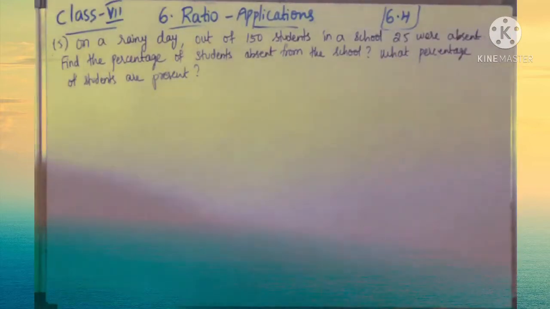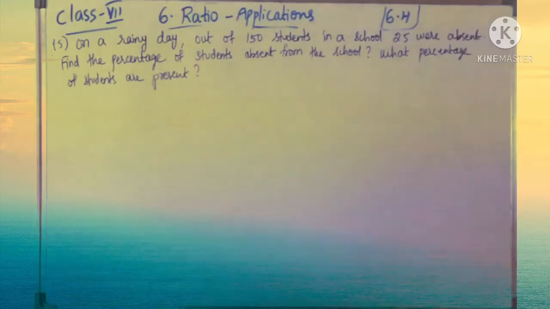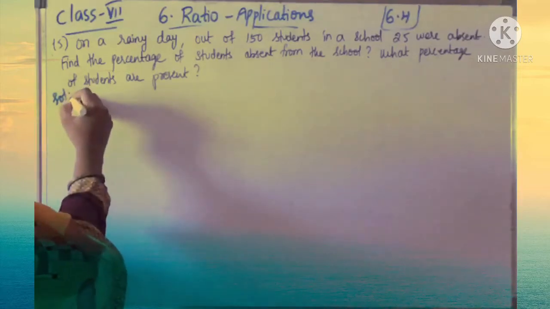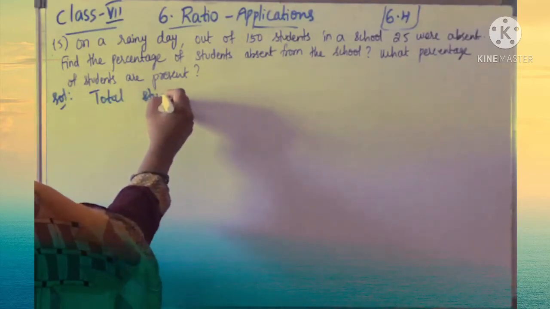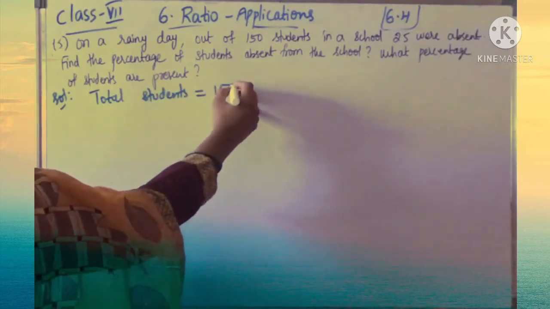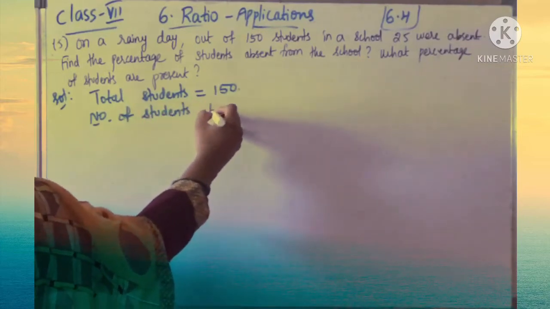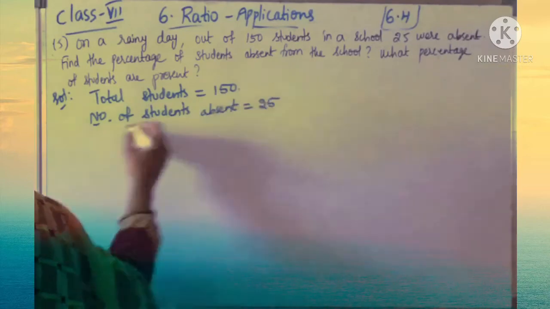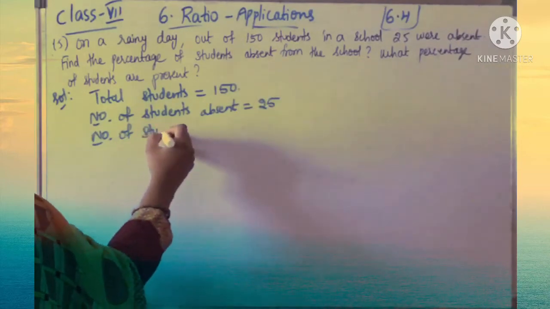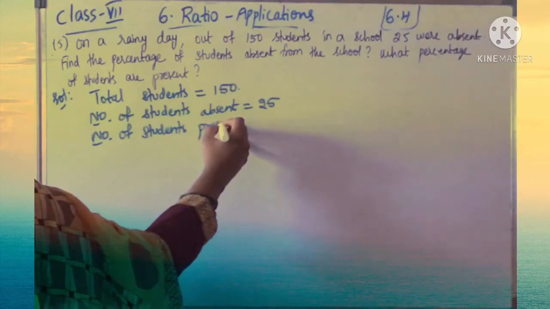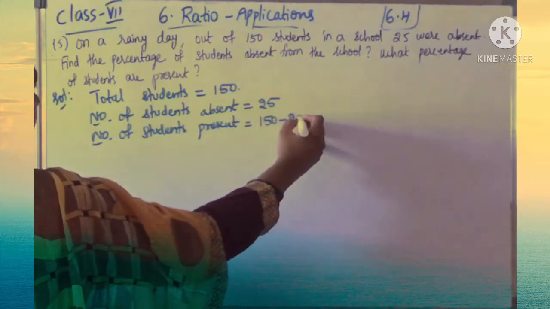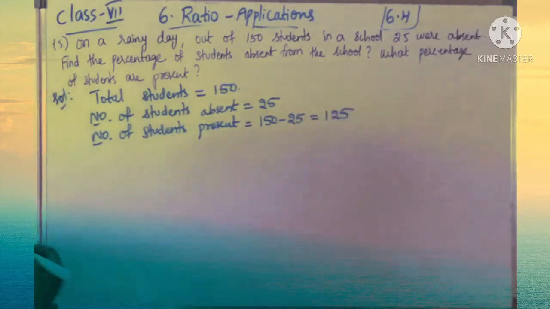Coming to the fifth word problem. On a rainy day, out of 150 students in a school, 25 were absent. Find the percentage of students absent from the school and what percentage of students are present. Here, total students how many? 150. From 150 students, the number of students absent is given in the question. That is 25. So how many students are present, children? The number of students present is nothing but 150 minus 25. That is 125 students present.